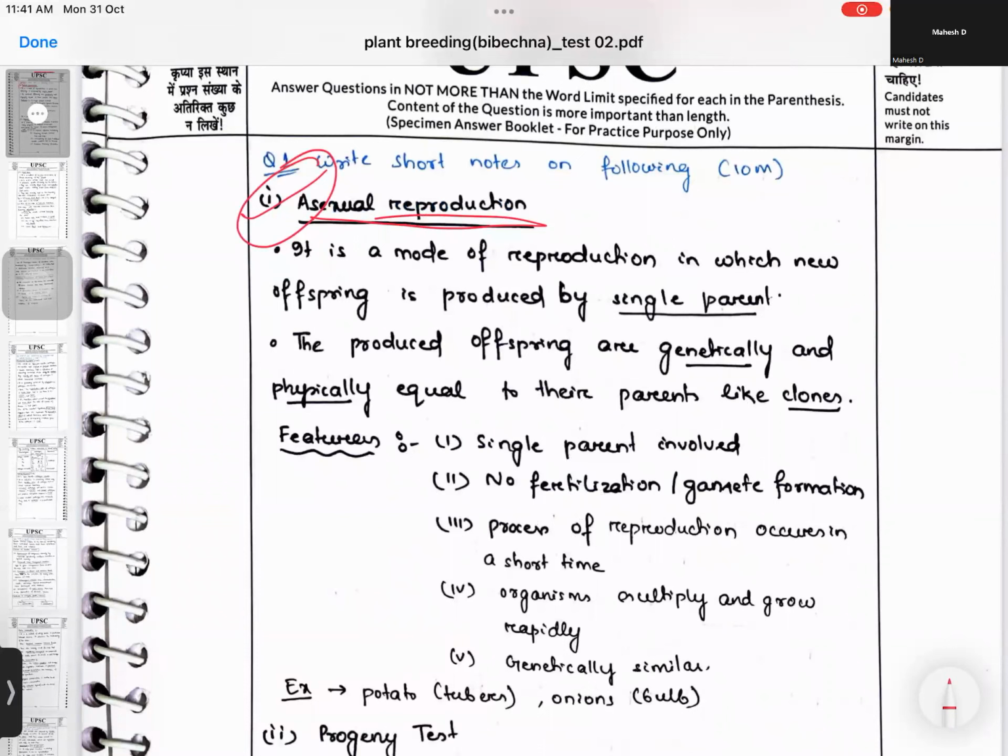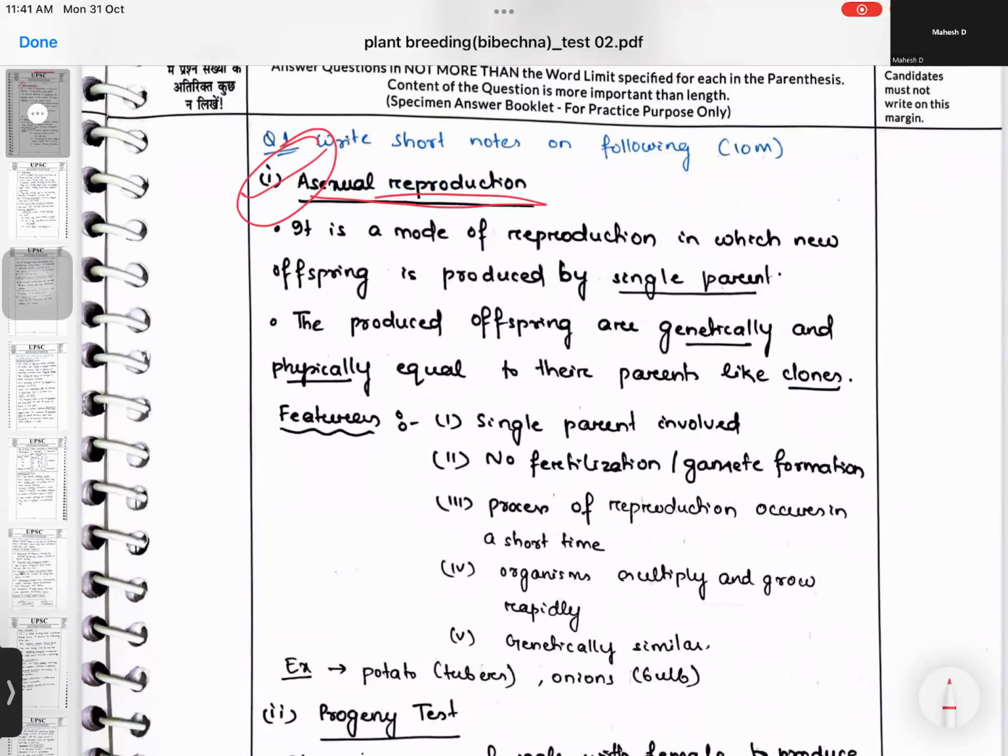First of all, I should say you have written decently well, there is no question. Your handwriting and space management you have done well, but there are some lacunas also that we will discuss. For example, asexual reproduction: it is a mode of reproduction in which a new offspring is produced by a single parent. The offspring produced are genetically and physically equal to their parent, like clones.